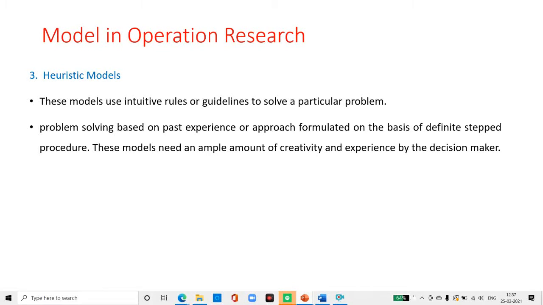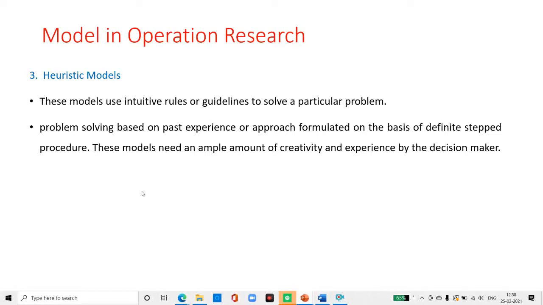Okay, so जो भी heuristic models होगा जिसके अंदर हम मैथमेटिकल प्रॉब्लम्स या फिर रिलेशनशिप नहीं यूज करेंगे, मतलब बाय यूजिंग मैथमेटिकल ऑपरेटर्स और एक्सप्रेशन वी आर नॉट सॉल्विंग द प्रॉब्लम. ओके, so in a heuristic model we are solving the problems based on past experiences.